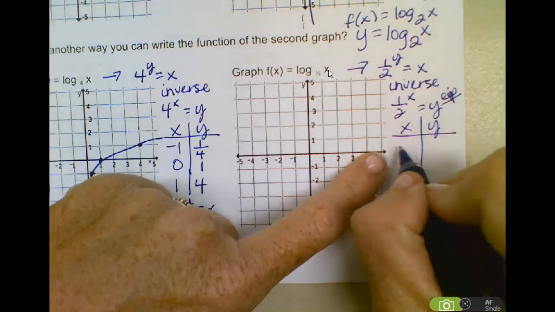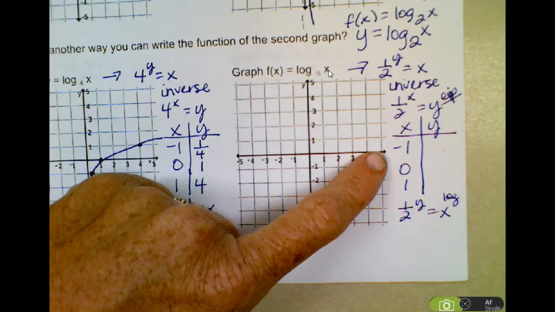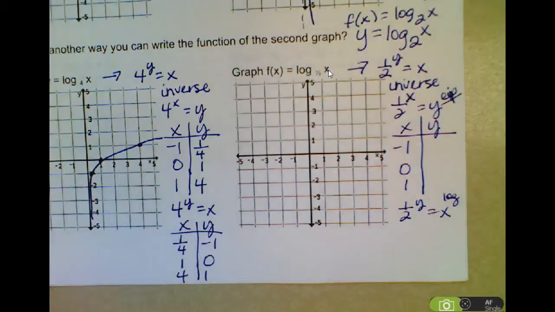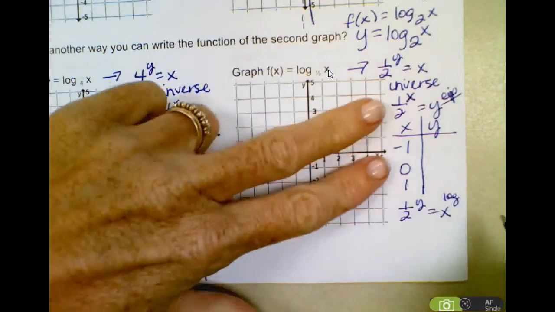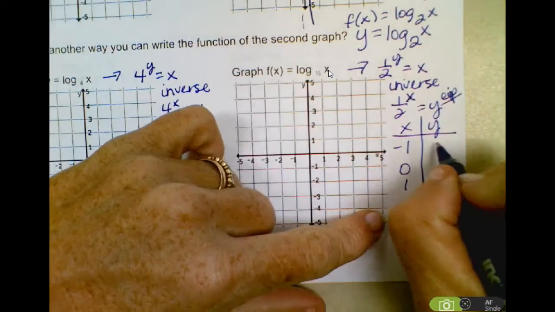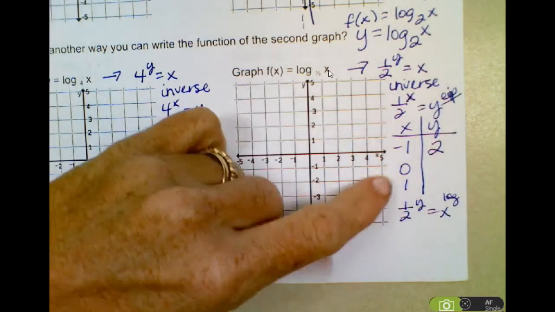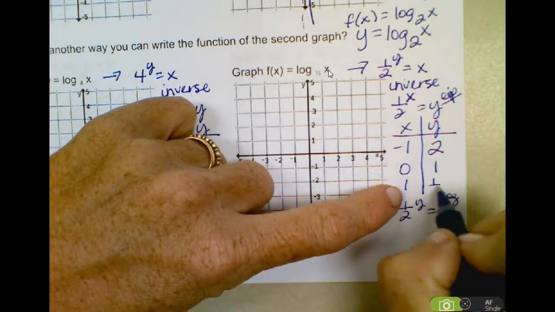So 1/2, let's use -1, 0, 1 again. It's easiest just to use those three. You can certainly pick other numbers, but just to have a general rule of thumb that's easy to use, those are your easiest. So 1/2 to the -1 would mean we're taking the reciprocal of 1/2, which is 2, to the first power, so we would get 2. 1/2 to the 0 power is 1, and 1/2 to the first power would be 1/2.